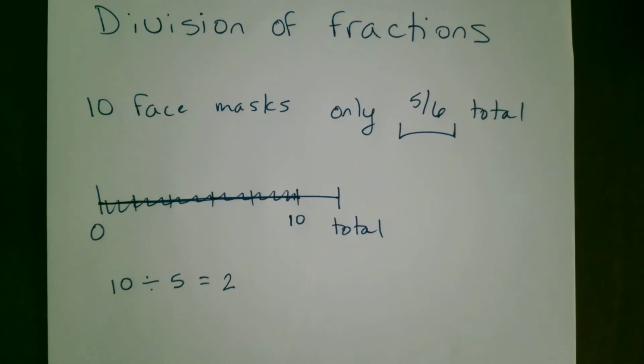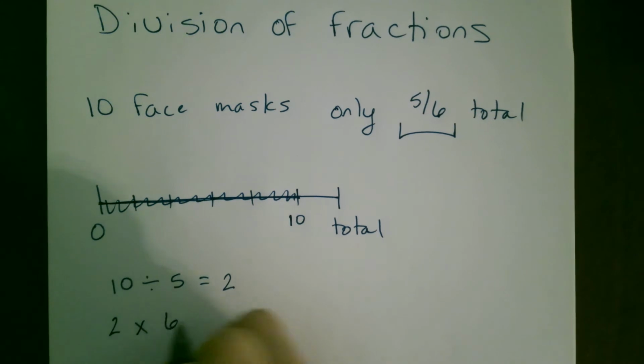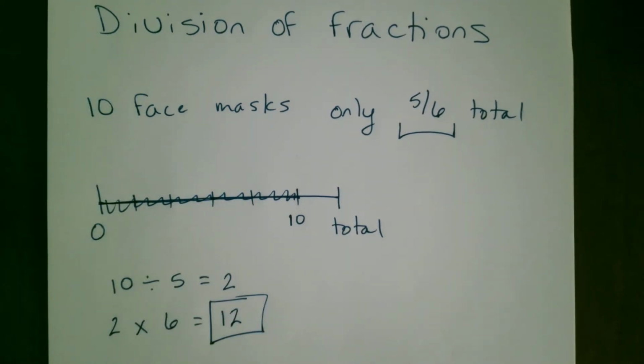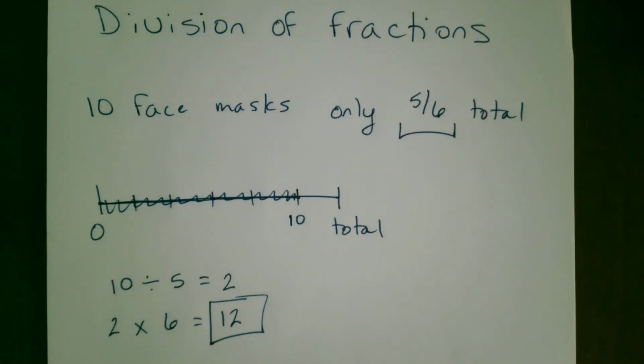And how many pieces do I actually have? I have 6. So 2 times 6 gives me 12. I intended on making 12 face masks. So when we originally talked about this, I asked what operation is this foreshadowing, and most people picked up on this is division, division of fractions. I divided by 5 and multiplied by 6, which is the opposite of what that appears to do.